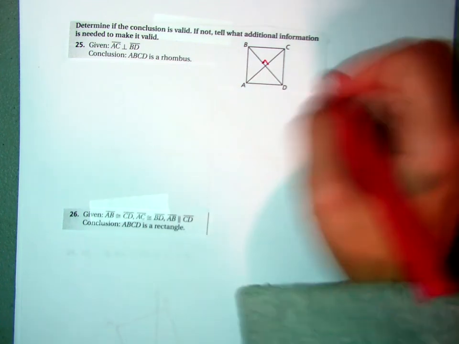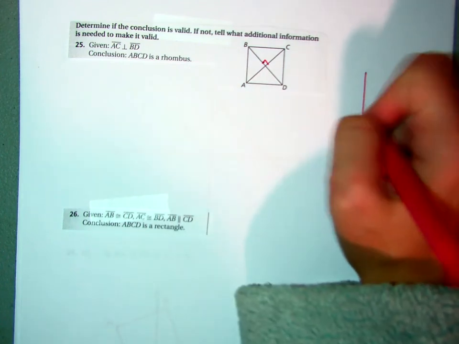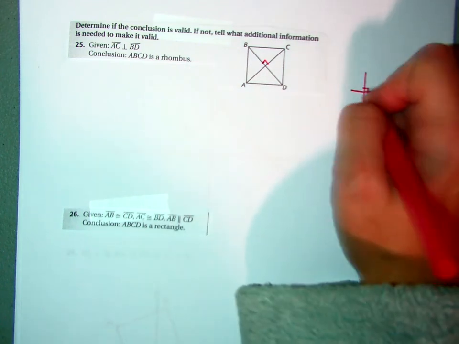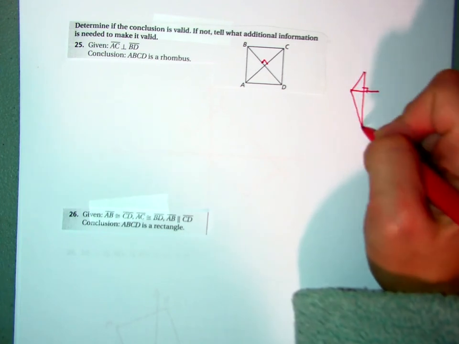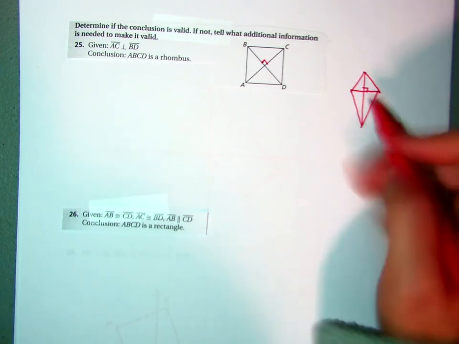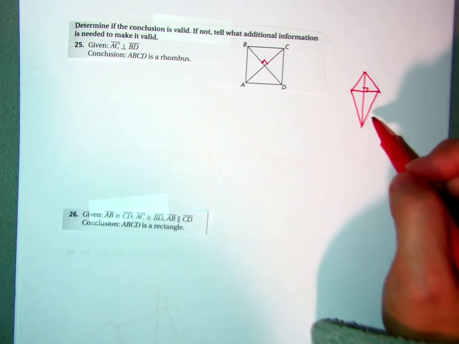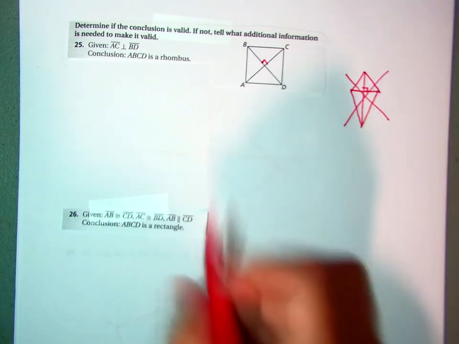And here's my argument. In a kite, those diagonals are also perpendicular. And this is definitely not a rhombus because if you'll notice here, these sides would not be congruent. So we have to be really careful.